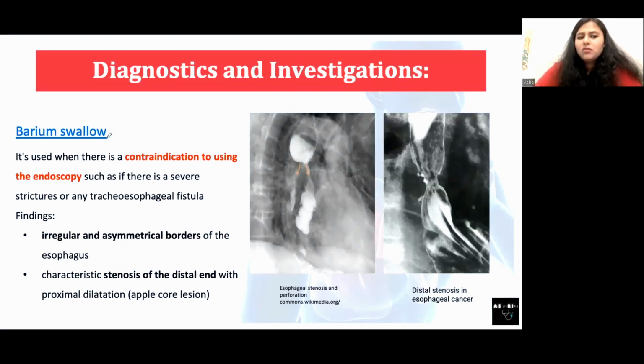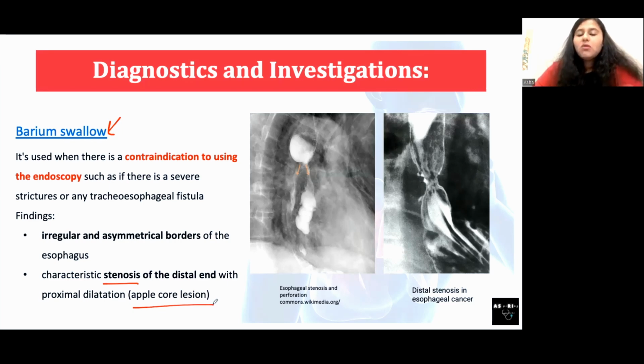So why not do a barium swallow? A barium swallow can be used when we feel that there are some contraindications to using endoscopy. Like if there's a stenosis or stricture that's not going to allow us to put an endoscope through it, we can then use a barium swallow. And when we do, we will see irregular asymmetrical borders of the esophagus and stenosis of the distal end, and it shows us this apple core lesion.